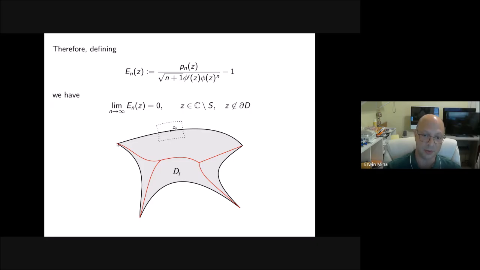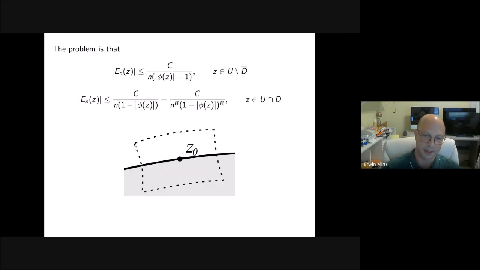But the problem is that we want to establish this formula, that E n goes to 0, also on the portion of the boundary that is not a corner. Okay, so let's take a point Z0 on the boundary, and let's just zoom in on a neighborhood of that point. So what we want is to show that this limit still holds on that neighborhood. So this is a zoom in. So we look at that neighborhood.